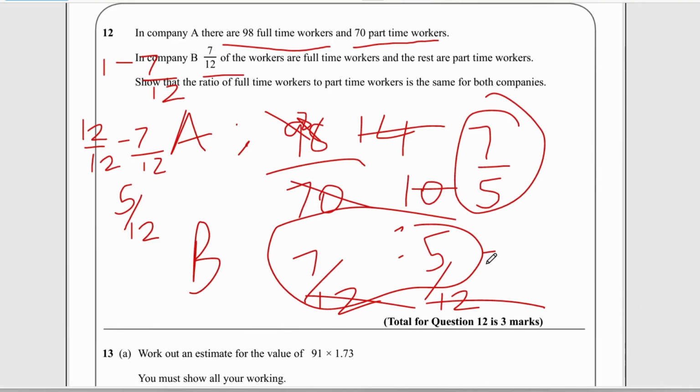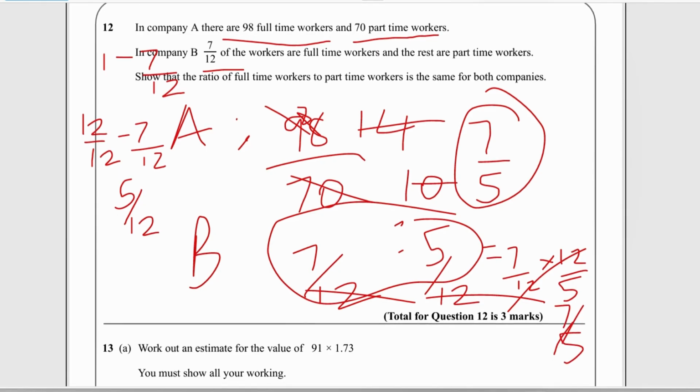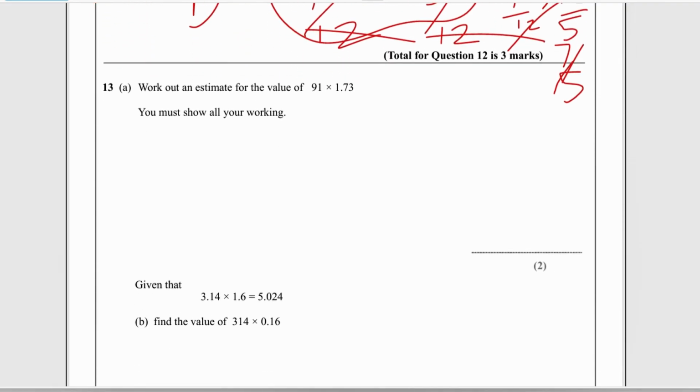And if you want to show more, you can actually do the division. You can say 7 over 12 times 12 over 5. Okay, ratio is division. So when you do that, you just divide the 12. That's 7 over 5, which is still 7 ratio 5. I hope that is clear. We go to question 13.